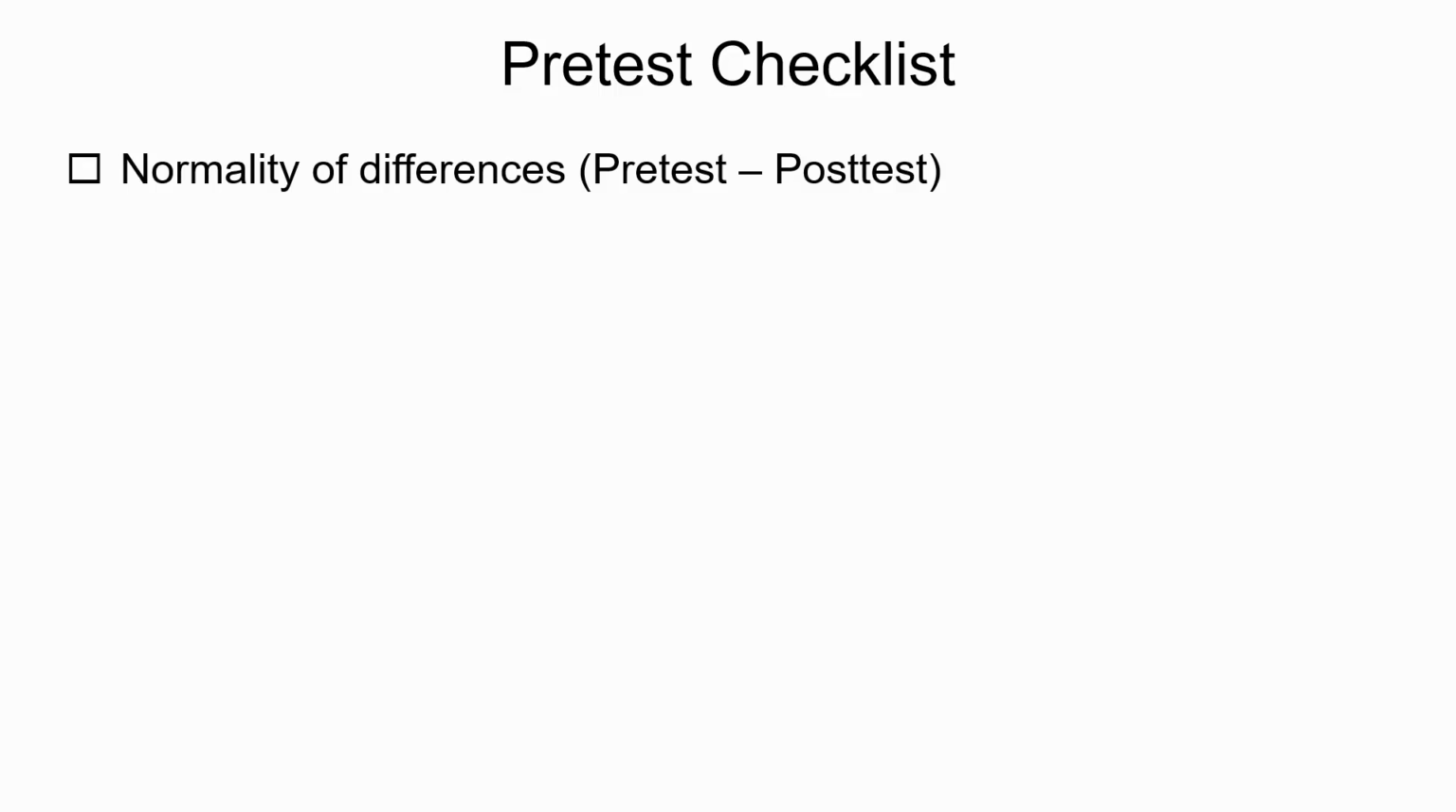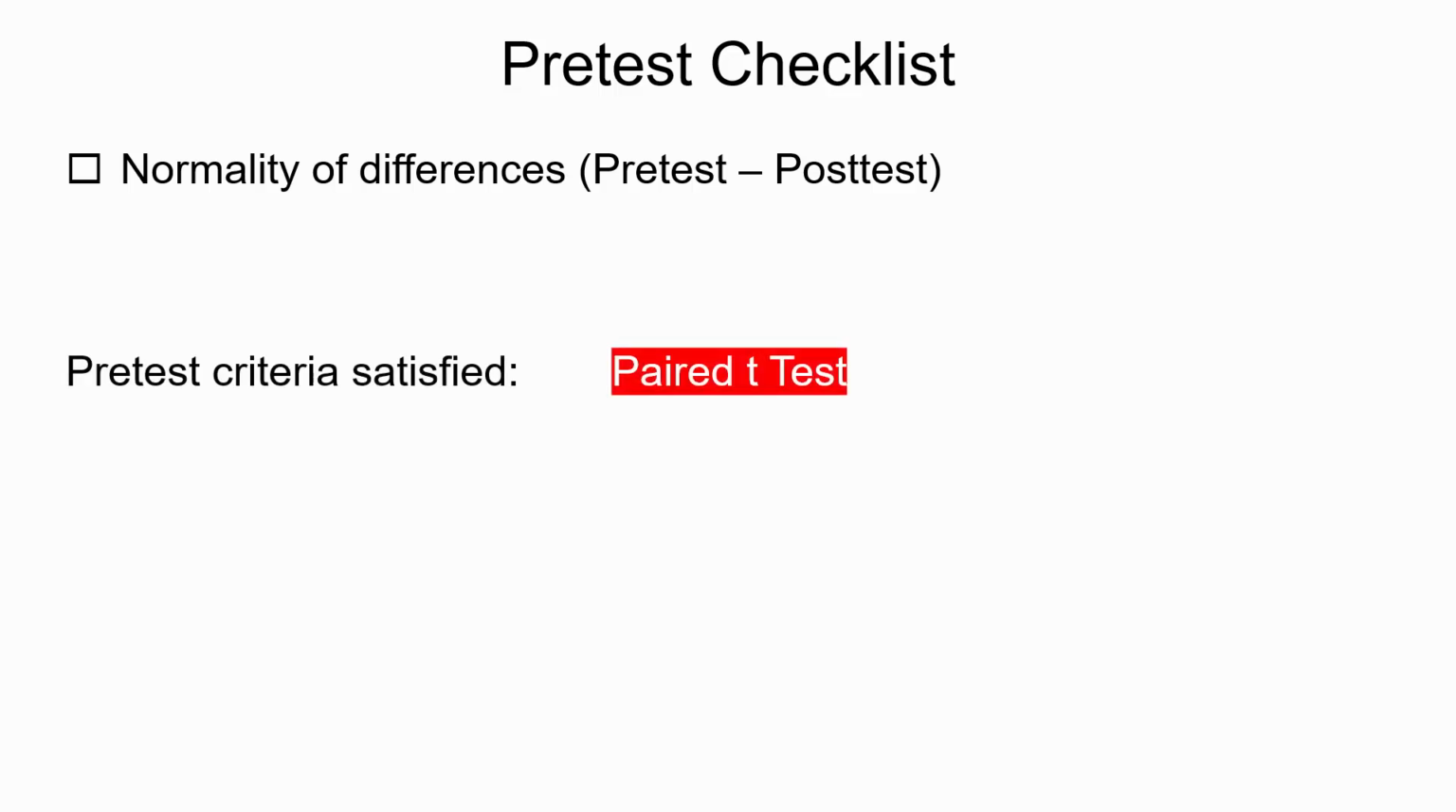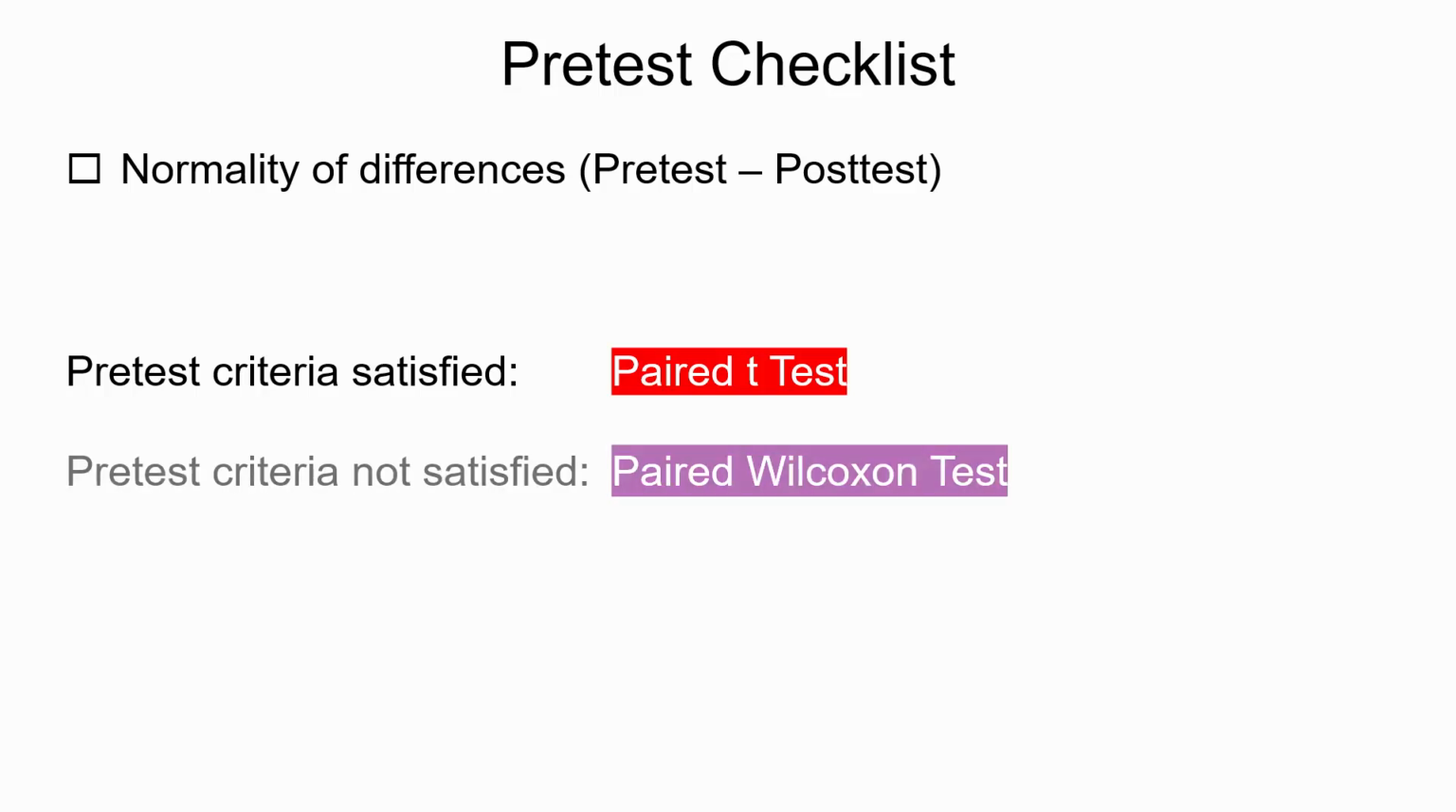The paired T-test has one pre-test criterion: normality of differences between each pre-test score and the corresponding post-test score. If this criterion is satisfied, then run the paired T-test. Otherwise, run the paired Wilcoxon test.